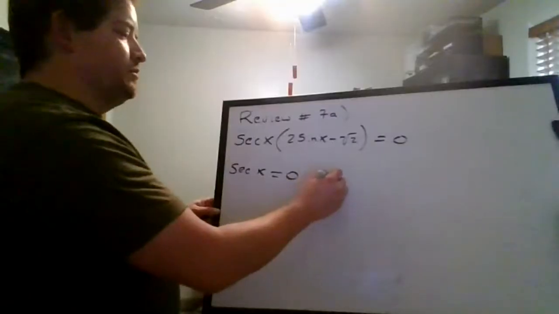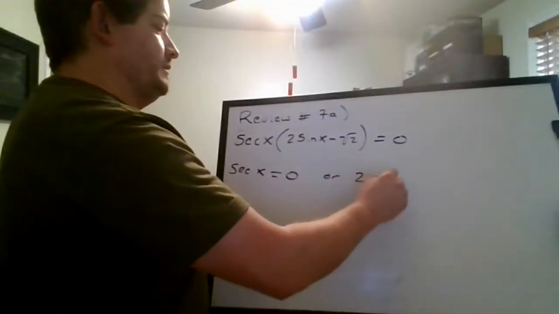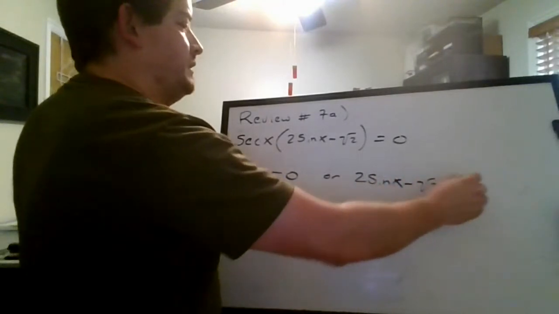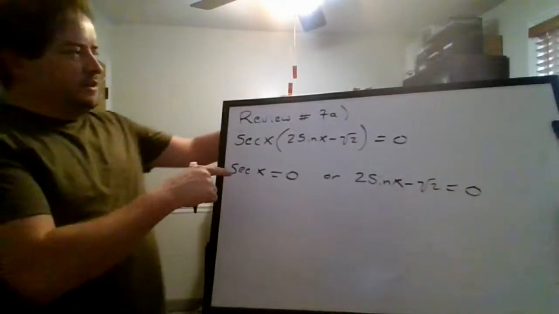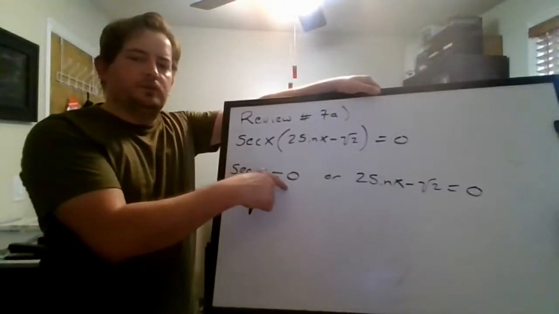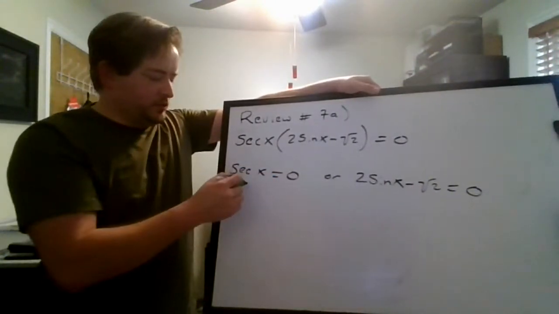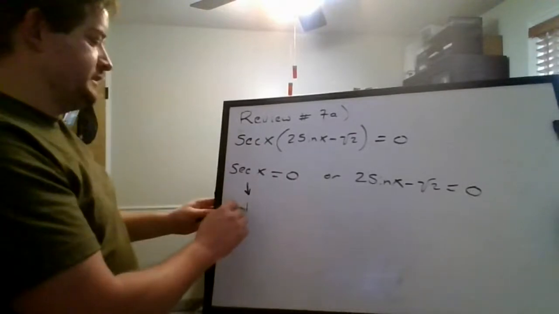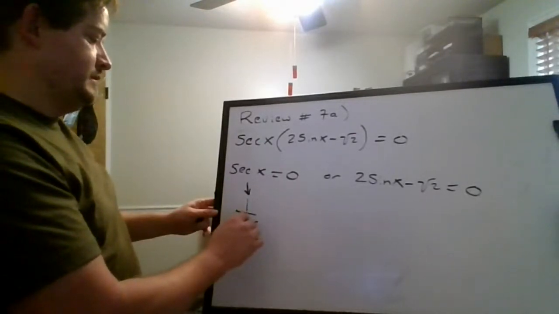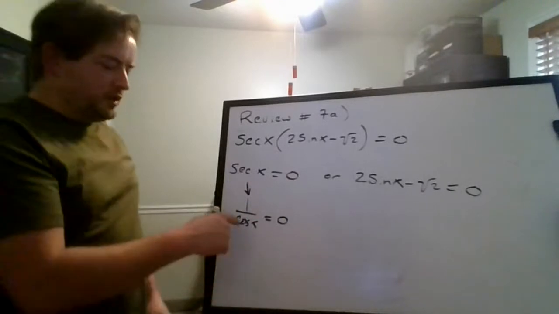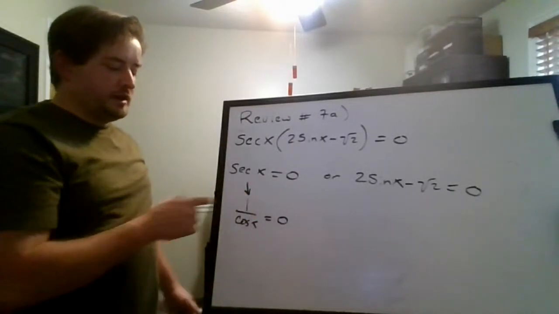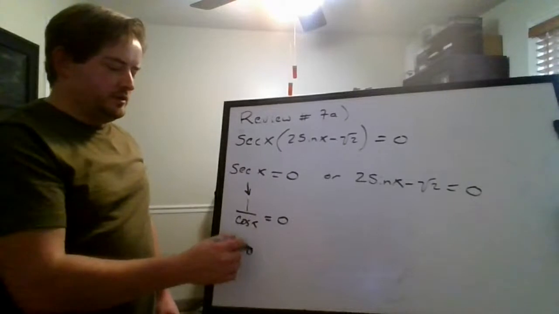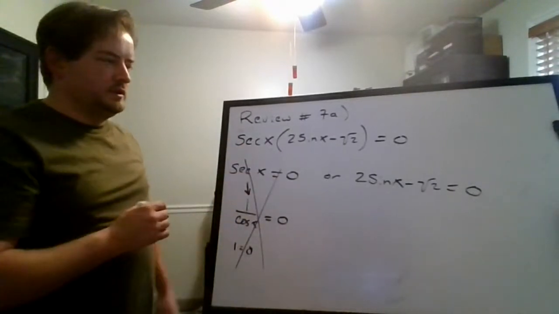But if two things multiplied by each other equals 0, then either one of them is 0 or the other one is 0. I'll break it up into two equations. The first one here, the secant of x equals 0, will never happen, right? This would require that 1 over cosine of x is 0. But it won't happen. If you try to clear this, multiply both sides by cosine of x, you get 1 equals 0. So this gives me no solutions.